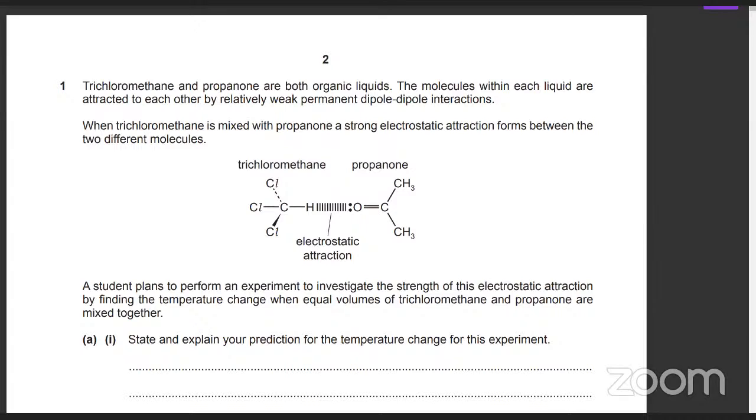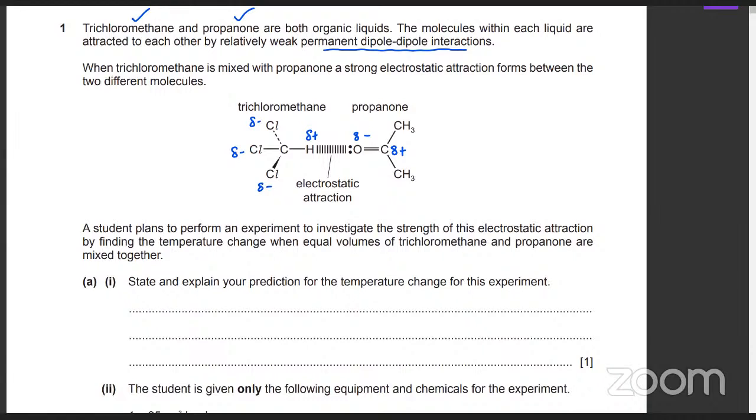I said there's trichloromethane and there's propanone, and he's saying that both organic liquids, the molecules within each liquid are attracted to each other by relatively weak permanent dipole interactions. So when trichloromethane is mixed with propanone, the ketone group has a dipole, and so does trichloromethane, because the Cls are more electronegative, so the H in trichloromethane is going to be positive because all the electrons will be more attracted to Cl. So you've got a dipole attraction.